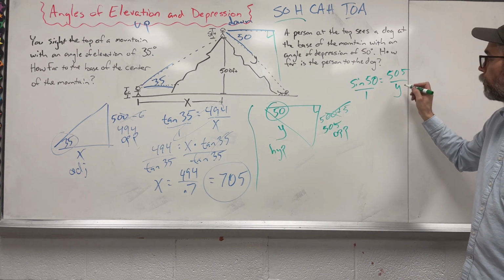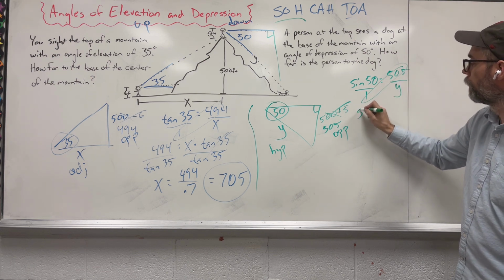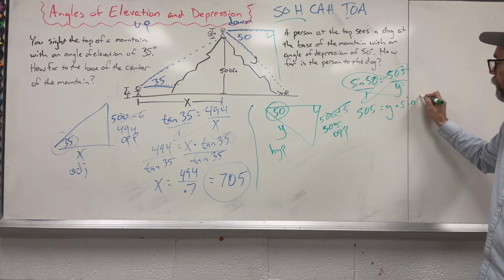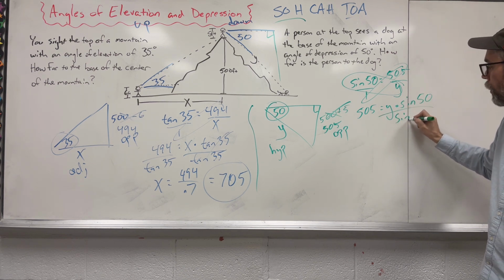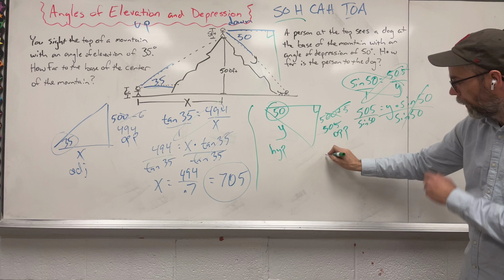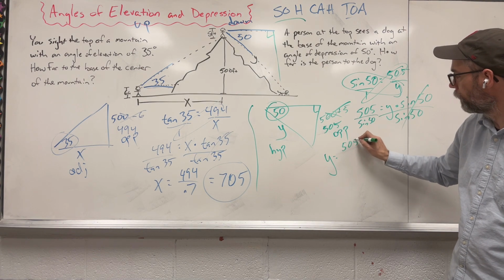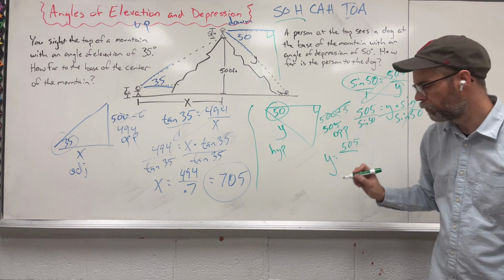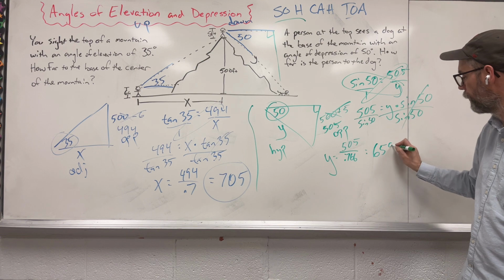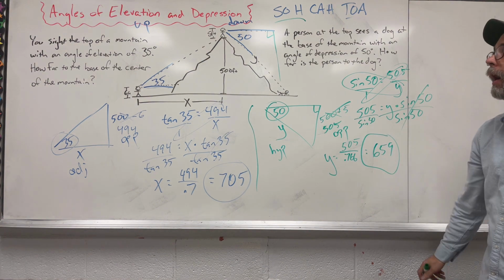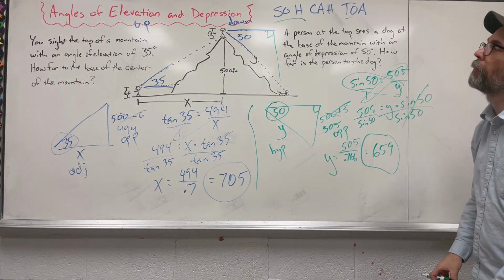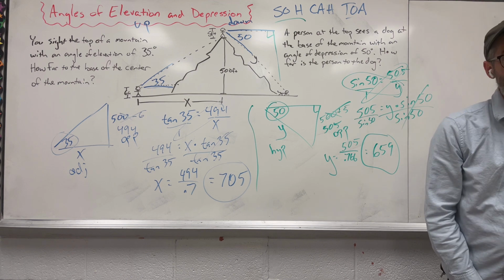So set it up, cross multiply. We have 505 equals y times sine of 50. Let's divide by sine of 50. Y ends up equaling 505 over sine of 50, which is 0.766. And when you divide that out, you get 659 feet. So how far is this person straight down to that dog? 659 feet. And that is using angles of elevation and depression.